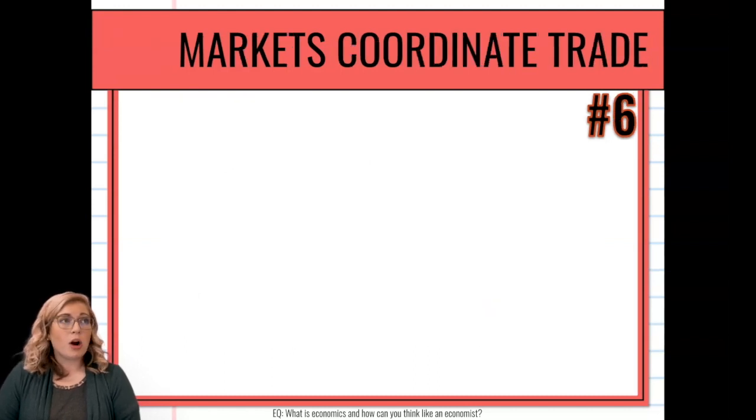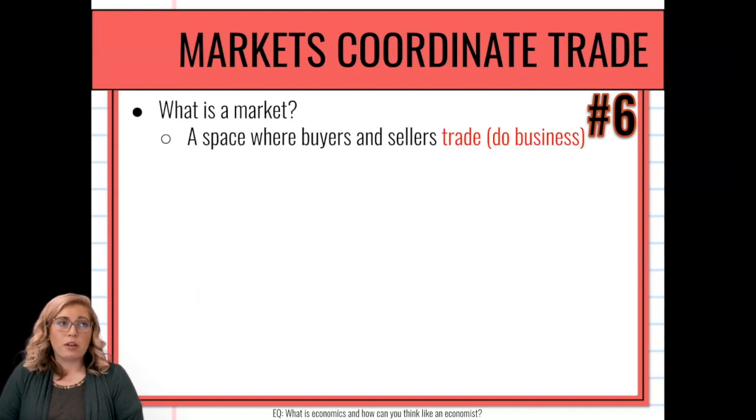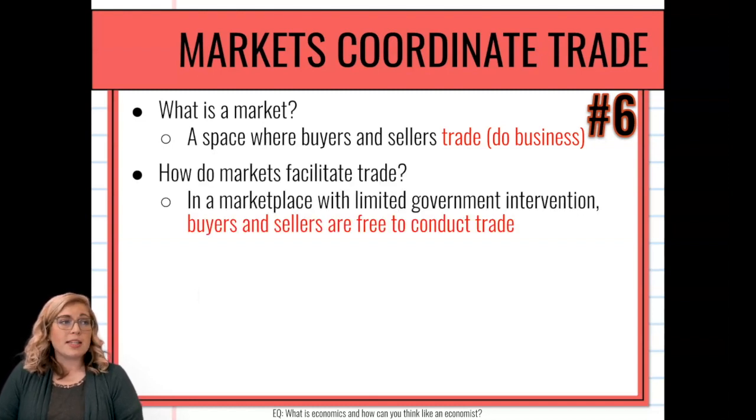Number 6, markets coordinate trade. When we talk about a market, we're not necessarily talking about the grocery store. I know some people call a grocery store a market. A market is a place where buyers and sellers trade or do business. Markets facilitate trade in this way: in a marketplace with limited government intervention, meaning the government kind of stays back, buyers and sellers are free to conduct trade. The sellers can set prices, they can create their own products, and then the buyers respond, sometimes in an invisible conversation.